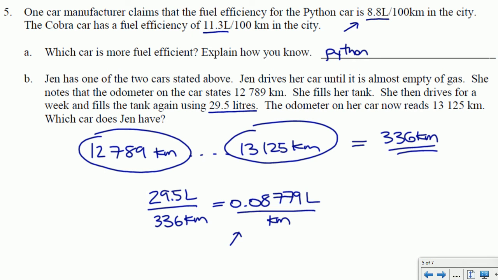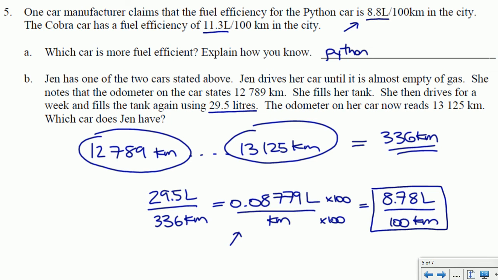efficiencies as advertised. So if we want to get her fuel efficiency into liters per 100 kilometers, we just need to multiply the top and the bottom of this number by 100. And that leaves the overall number unchanged because we're basically multiplying by 1. And this gives us a fuel efficiency of 8.78 liters per 100 kilometers. So it looks like her fuel efficiency matches closer to the Python. So that's probably what she's driving.